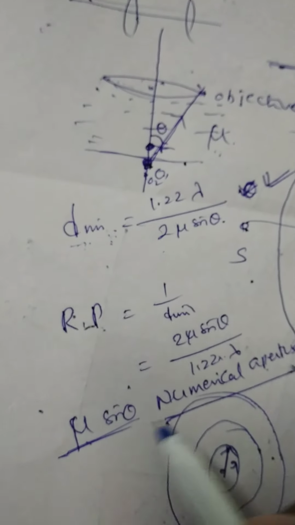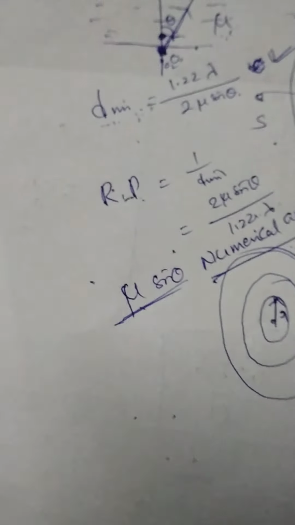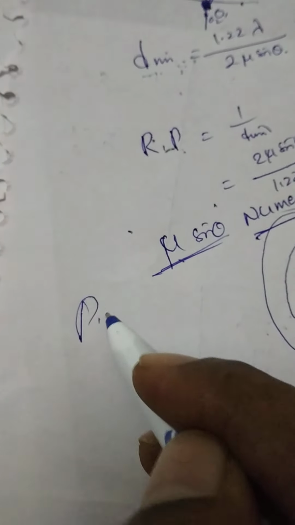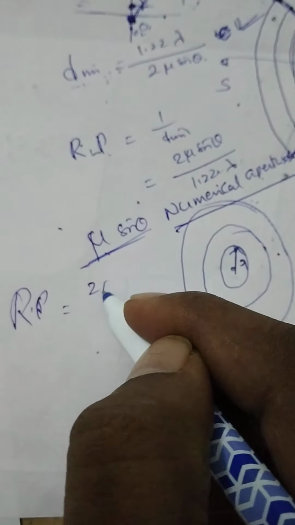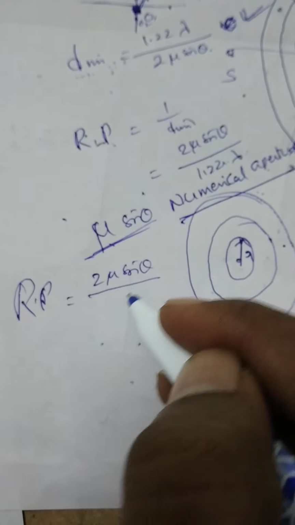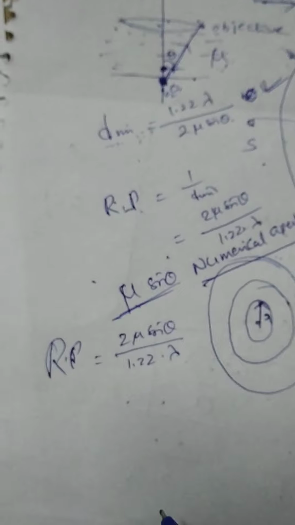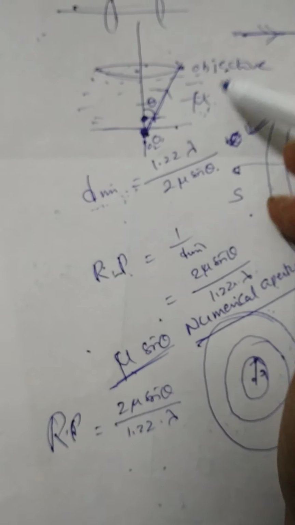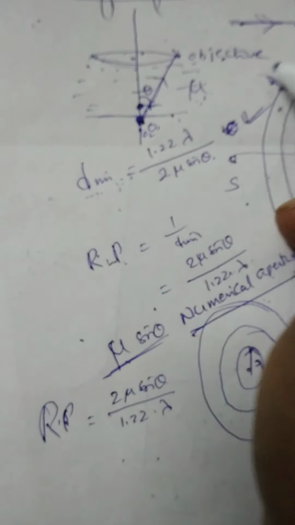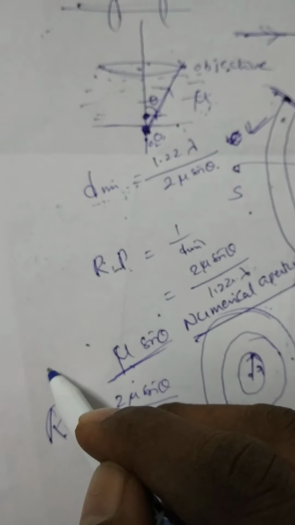Remember, mu sin theta is known as the numerical aperture, where mu is the refractive index of the medium. Here, the resolving power of the microscope is equal to 2 mu sin theta by 1.22 lambda. Suppose the refractive index of the oil between the objective and the object is more, mu is more, so the resolving power of the instrument is also high.